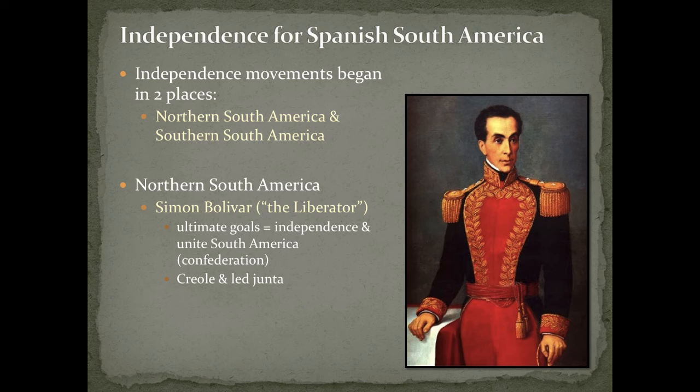All right, so here are his ultimate goals. He wants independence for South America, but he also wants to unite South America as a single country. Think of it like a United States of South America. He wanted to form a nation like the United States of America, but here in South America. That doesn't happen if you know your South American nations. But independence does come. So he's one of these Creoles. He creates a junta and seizes the opportunity to declare these areas of northern South America independent.